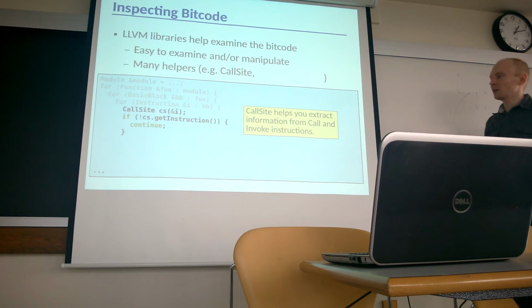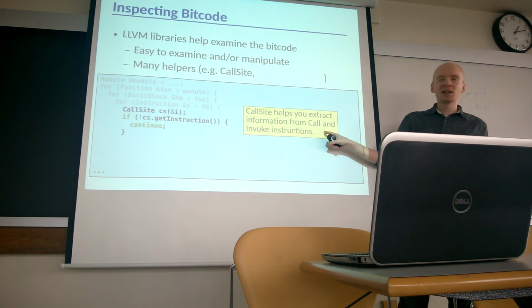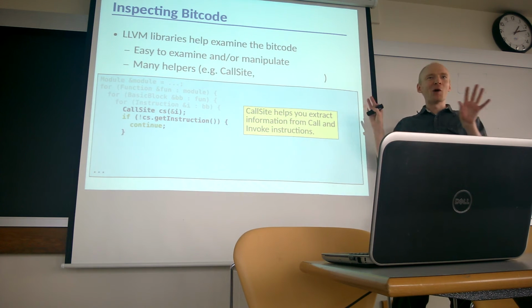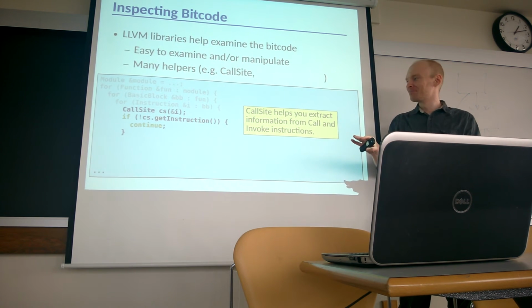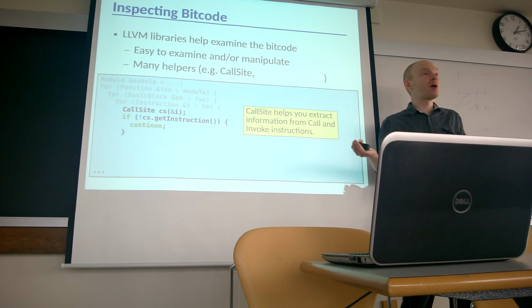And then we could do something like use the call site helper class to extract information from call or invoke instructions. And I apologize for the tediousness of this, but I'm hoping it'll be helpful. So you can have two different types of call instructions. A call is just a normal call. An invoke is a call that can throw an exception.